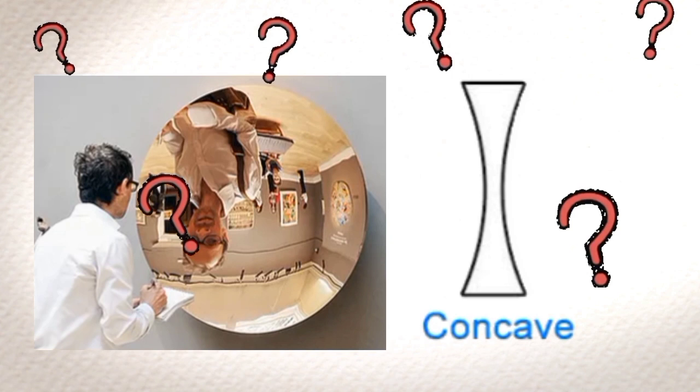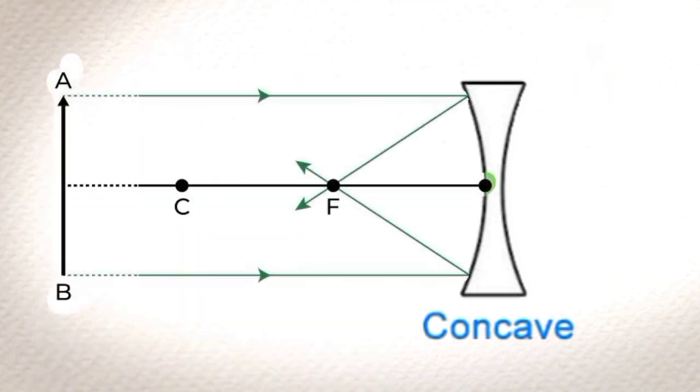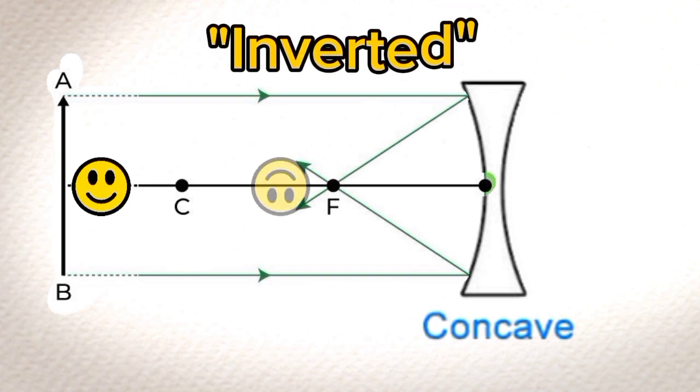But how? Graphically, when light touches the surface of a concave mirror, the light gets reflected opposite to the original position. The top light was reflected downwards, while the bottom light was reflected upwards, which is why the reflection is upside down, or in proper terms, inverted.